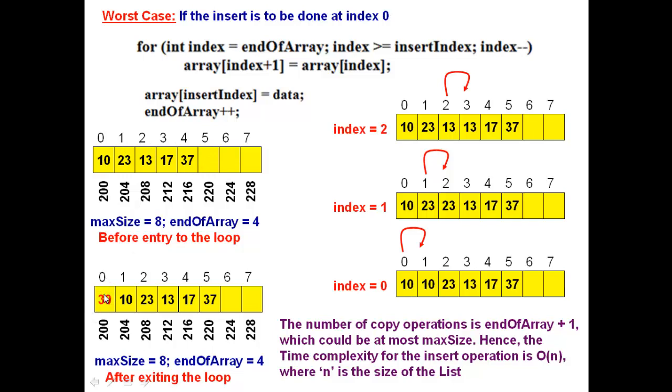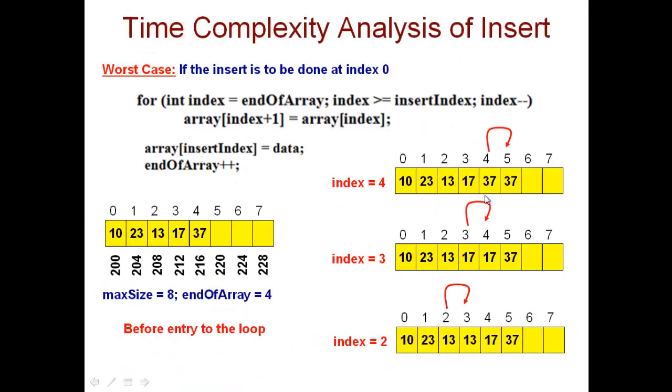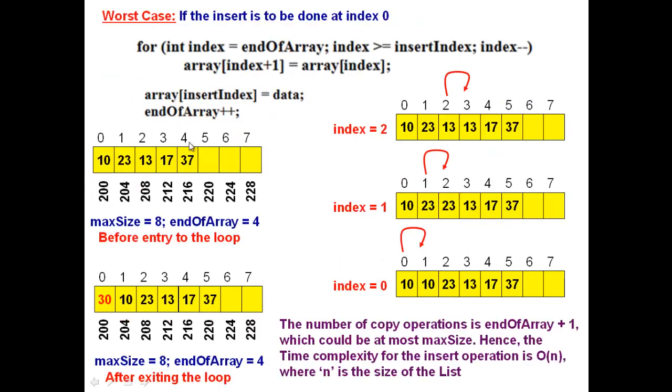So how many times do we have to shift or basically copy the values to the right? If we check this, we start from index 4, which is end of array. So 1, 2, 3, 4, 5 times. End of array is 4, and we do that 5 times. So basically we can say the number of copy operations we do is end of array plus 1. And end of array plus 1 can be at most our max size.